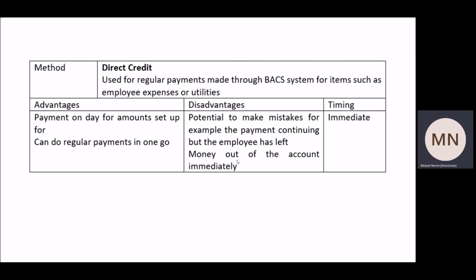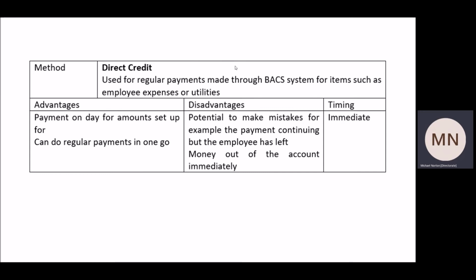Direct credit is like a standing order, but the opposite way around. It's sort of money being pushed from the customer's account to the seller's account. So we could push it from our account to pay for employee expenses or utilities, and we're paying fixed amounts in advance. So that's where, if we're going to see it at all, I've never seen a direct credit question.